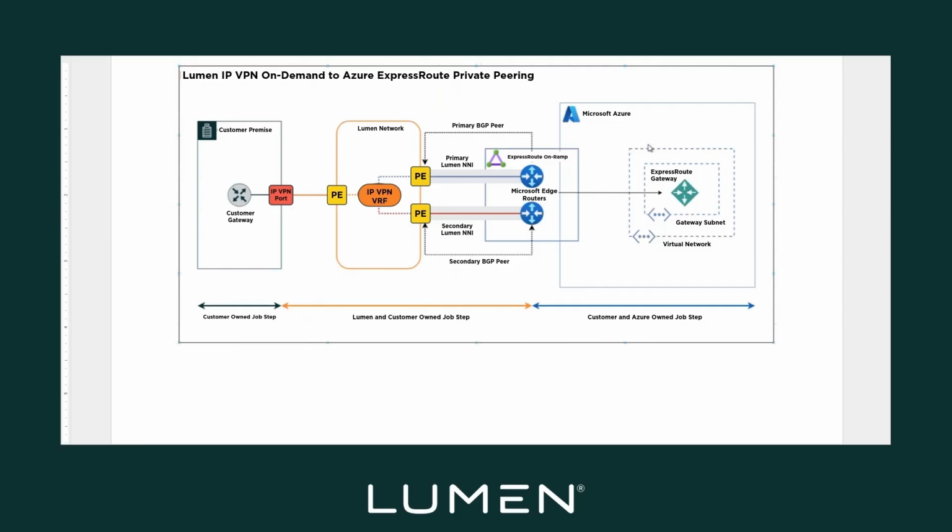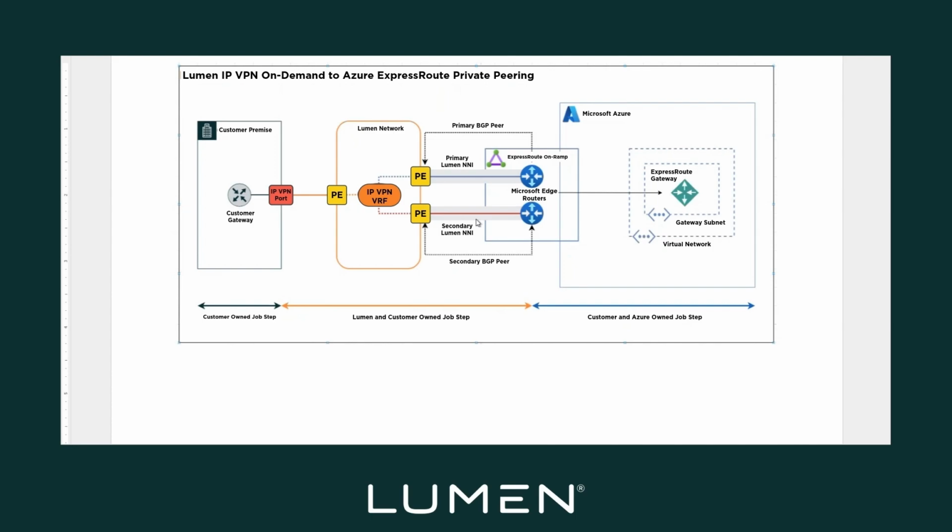So we're going to add Microsoft. We're going to add Azure to that VRF. And the connection is again going to be from provider edge devices, but instead of going to a port at a customer location, we're going to connect to Microsoft Edge routers at some on-ramp location. Every ExpressRoute has dual connections, so these are built in pairs.